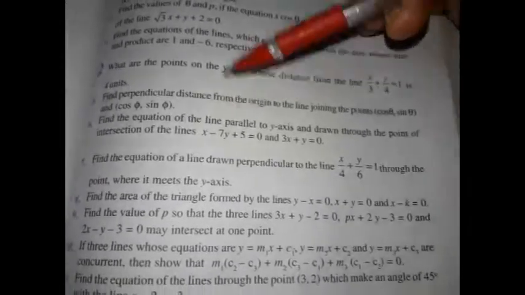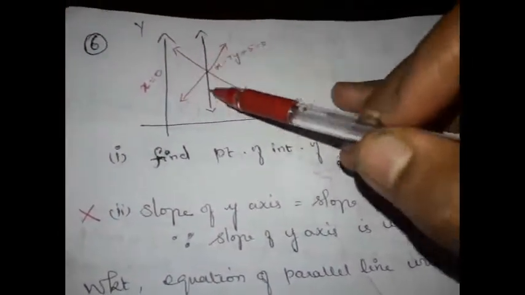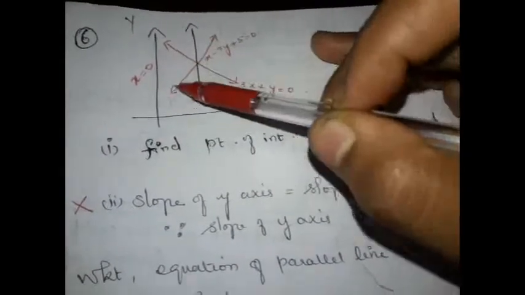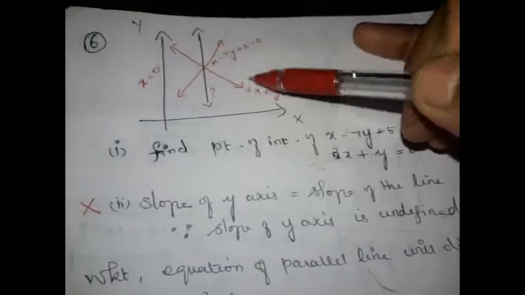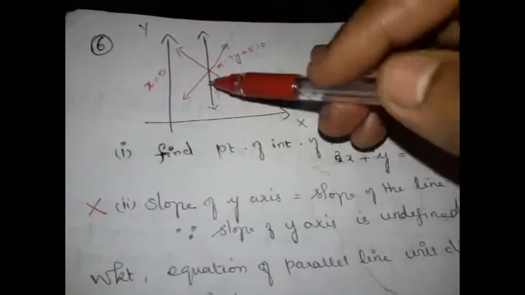So in the 6th question, they asked you to find the equation of a line which is parallel to the y-axis, drawn through the point of intersection of the lines. See, they asked you to find the equation of a line which is parallel to the y-axis and is drawn through the point of intersection of another two lines. So we need to find the equation of this line.